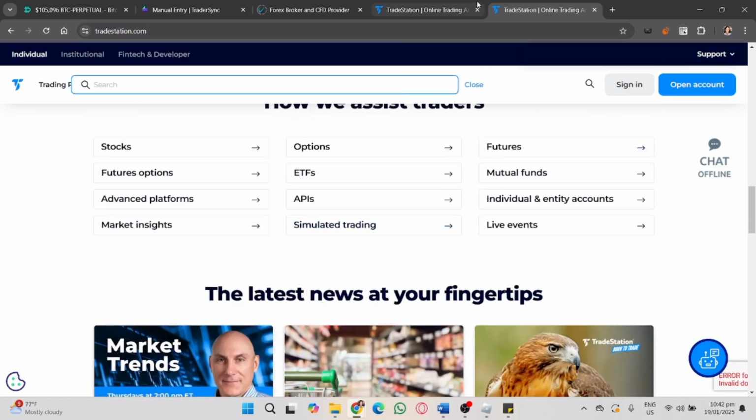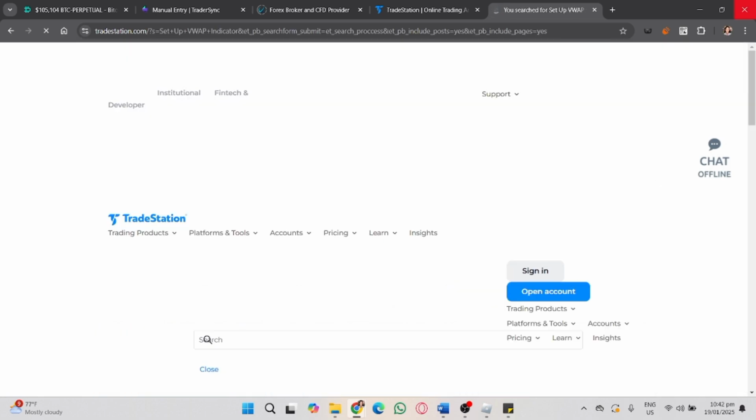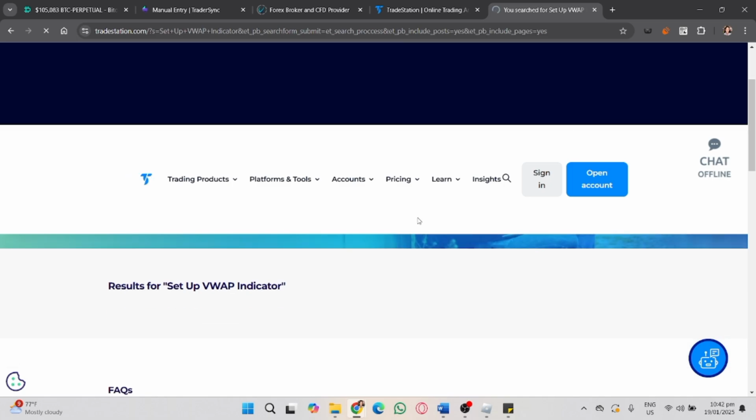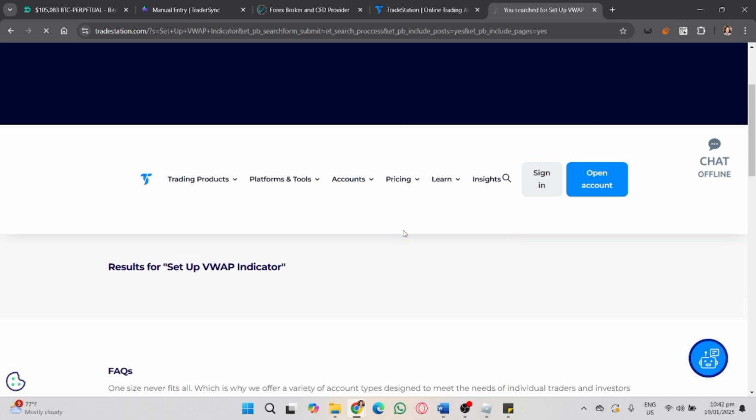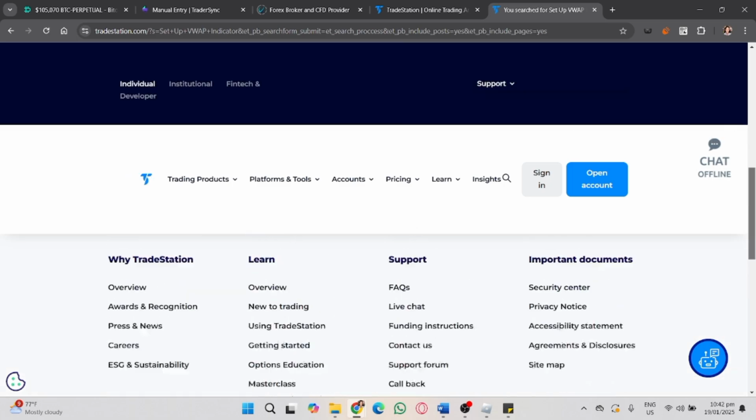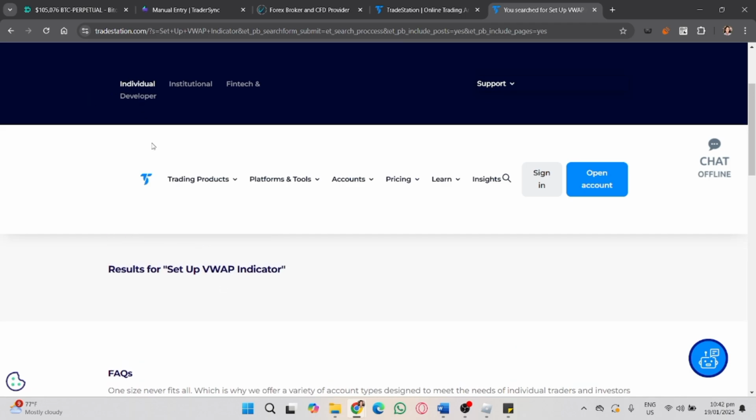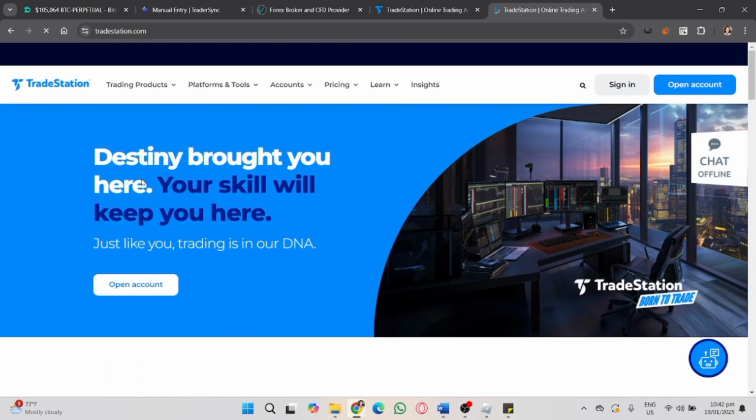First, make sure you open the official website of TradeStation, then log in to TradeStation and open the chart of the asset you want to analyze. Ensure the chart is set to an intraday time frame, for example 1 minute, 5 minutes, or 15 minutes, as VWAP is primarily used for intraday trading.